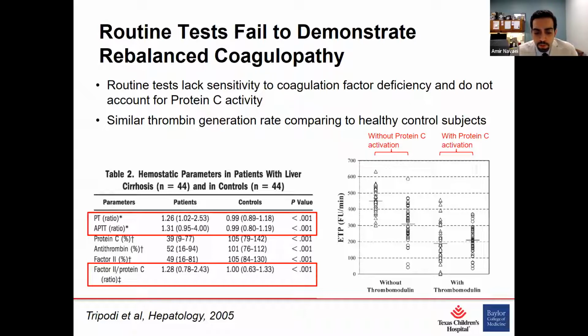In this study by Tripathi et al., they basically demonstrated that in cirrhotic patients, while there is about a 30% increase in PT and PTT ratios compared to control, the thrombin generation assay using thrombomodulin, which activates protein C and accounts for the protein C activity, actually showed there was no difference in coagulable state and thrombin generation capacity between the cirrhotic patients and the control plasma.